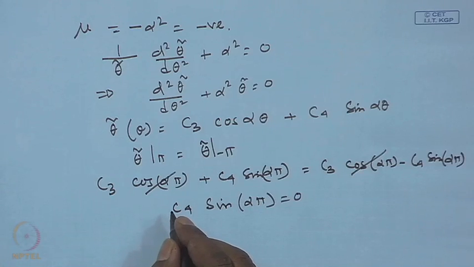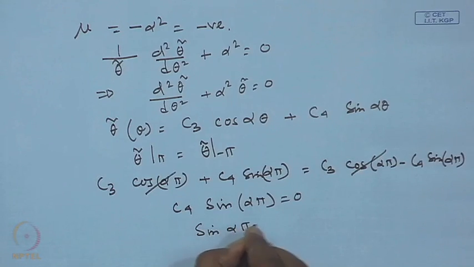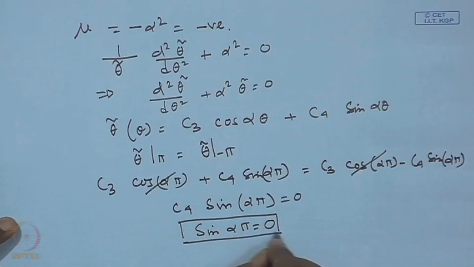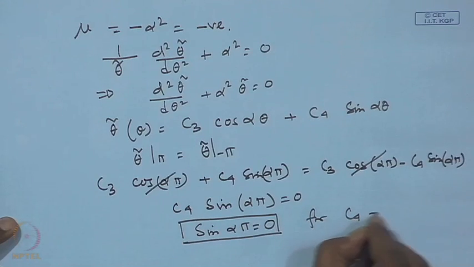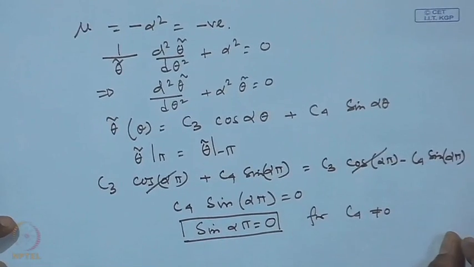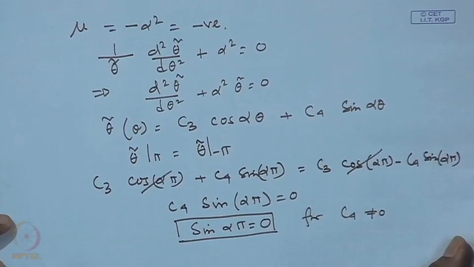So, in order to get a non-trivial solution, sine alpha pi must be equal to 0 for C4 not equal to 0. Now, let us use the other boundary condition, that is d theta hat d theta at theta equal to pi and theta equal to minus pi, and see what we get.